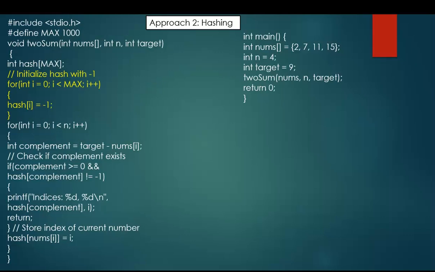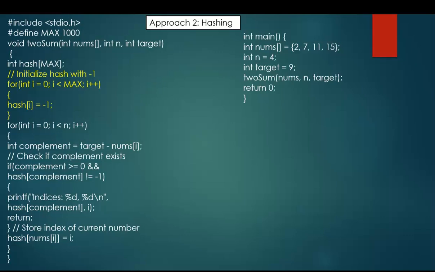then using a for loop, I say hash of i is equal to -1. Which means hash of 0 will be equal to -1, hash of 1 will be equal to -1, hash of 2 will be equal to -1, etc. Why -1? -1 means the number is not seen yet. So that is the reason for initializing it to -1.